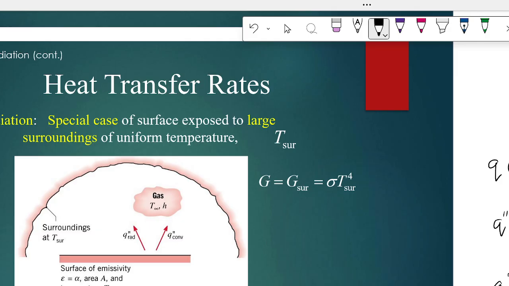The beauty of these slides is that it's written here: Q double prime rad means net radiation heat flux. Now you are trying to write Q rad, which means radiation heat transfer, or radiation heat transfer rate, or radiation heat rate. Different books say it in different ways. Is it the same equation? Except it does have A.